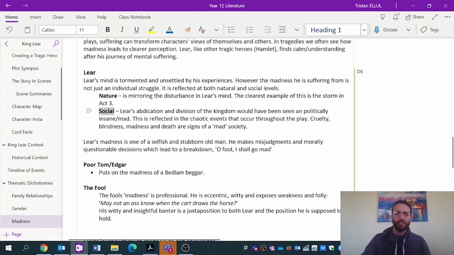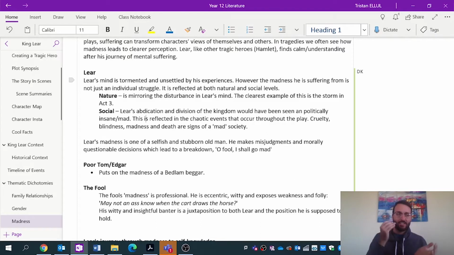We also see it socially, and it's an important point here that his abdication and division of the kingdom would have been seen as politically insane, like something you just don't do. And this is reflected in the chaotic events. So what happens, the cruelty, the blindness, the madness, the death, they're all signals of society going wrong. And we see that perpetuated throughout the entire play.